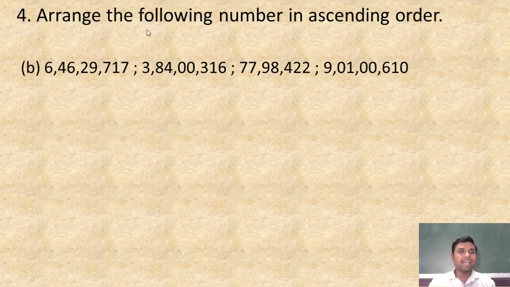Question number 4. Arrange the following numbers in ascending order. Ascending order means smaller to larger. So what will you do? First, in the previous way as you have done, just write the highest period. Now just see which is the smallest. Ascending order, that is smaller to larger. Which is smallest? Obviously lakh is smallest. So first write this 77 lakh number. Then 3 crore, then 6 crore, then 9 crore.